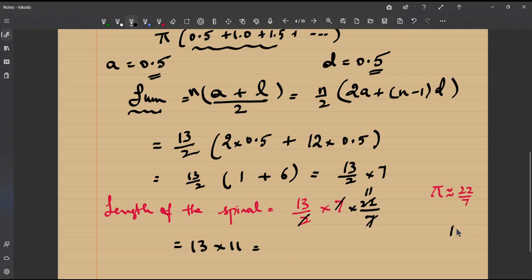What is 13 into 11? It is 143. So the length of your spiral would be 143 centimeters.